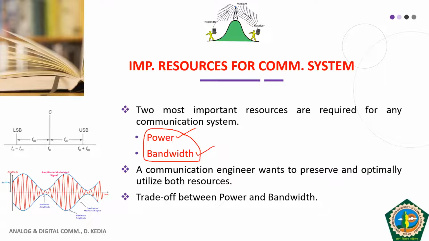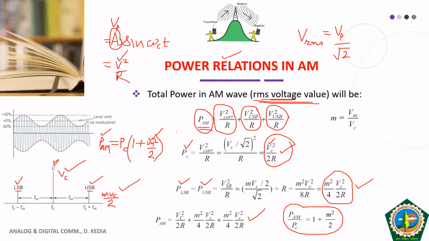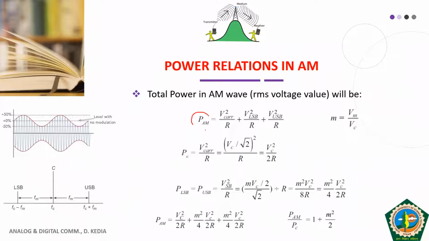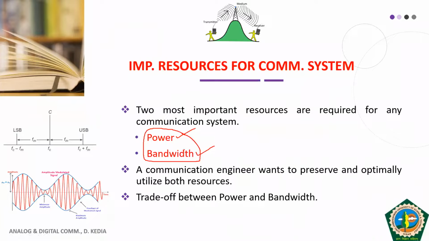Power, you already know. In fact, we have obtained the amount of power present in our amplitude modulated signal. This was the slide that told us the power present in the amplitude modulated signal. We easily understand the concept of power: power gives the signal the capability to travel. The more the power, the better it is. Similarly, bandwidth. I talked about bandwidth briefly earlier. Bandwidth means range of frequencies.